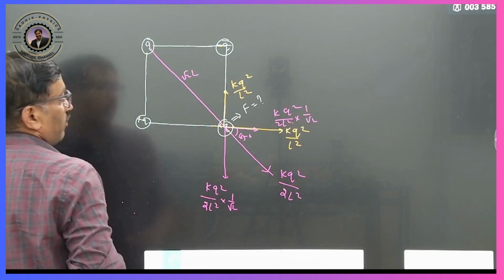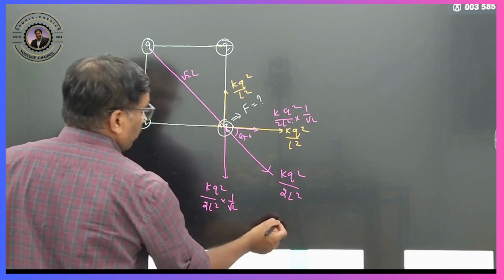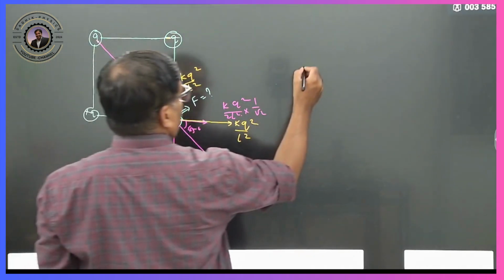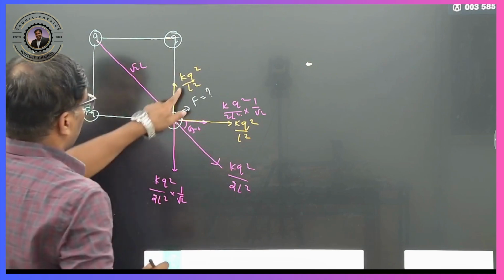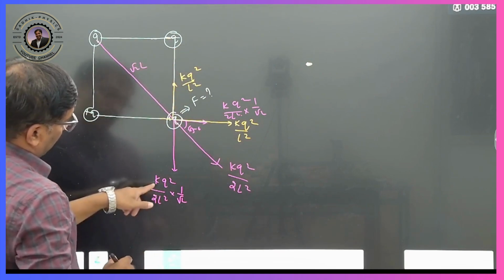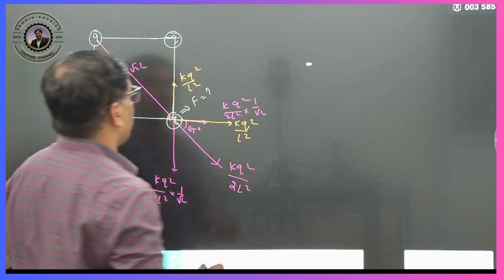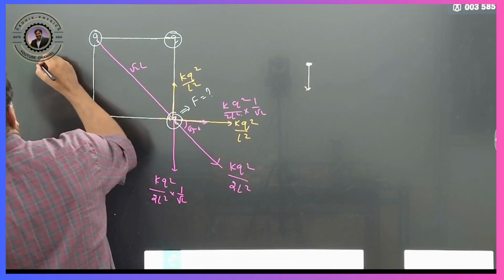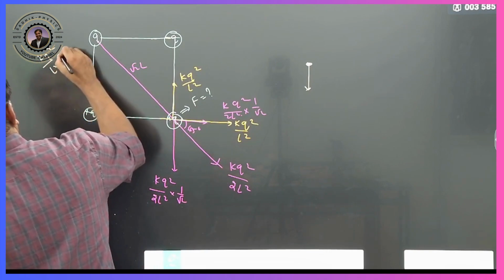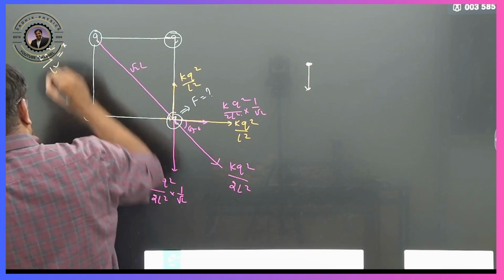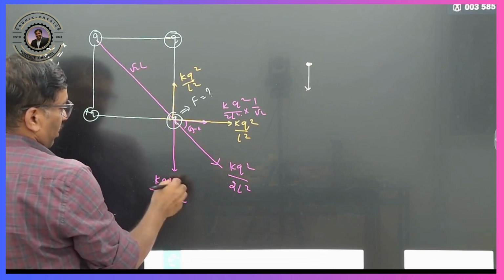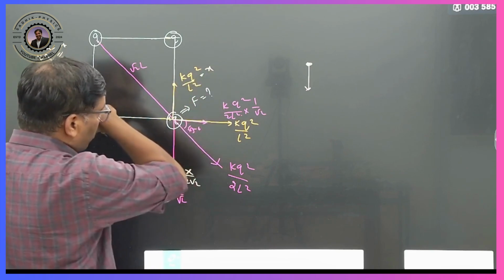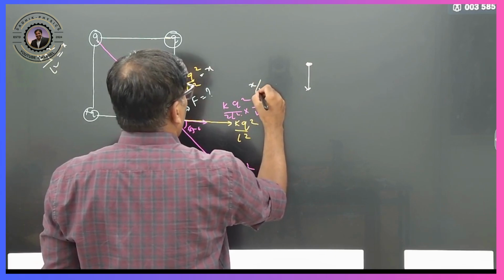So what will be the different forces here? What are the forces acting on this point? Upon this one, there are two forces. One is kQ square by L square, and the other is kQ square by L square into 2 root 2. Therefore kQ square by L square is taken as one constant. Suppose I take it as x. Therefore here what I will get is x by 2 root 2.